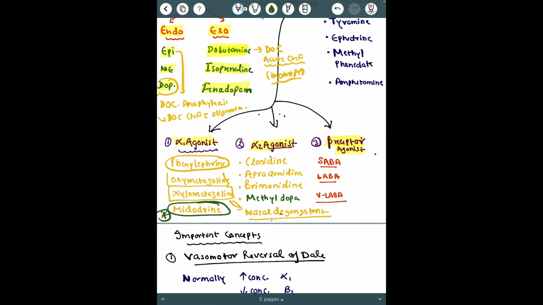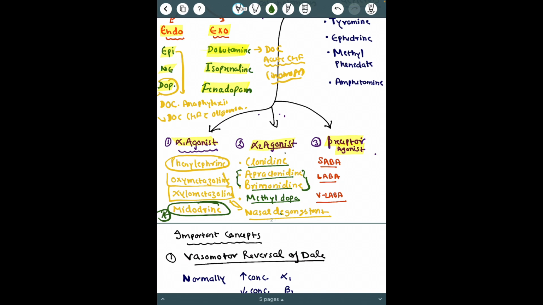Now what are the other drugs? The other drugs are the alpha 2 agonists. In alpha 2 agonist, the first drug is clonidine, another is apraclonidine, brimonidine and methyldopa. I hope that you have seen the video of glaucoma. In glaucoma I have discussed the uses of apraclonidine and brimonidine. As alpha 2 is presynaptic, it causes vasodilation instead of vasoconstriction. So apraclonidine and brimonidine are used in open angle glaucoma. So these two are used in glaucoma.